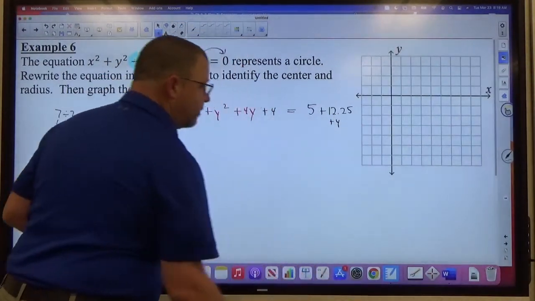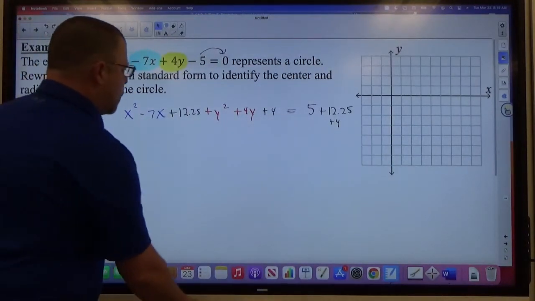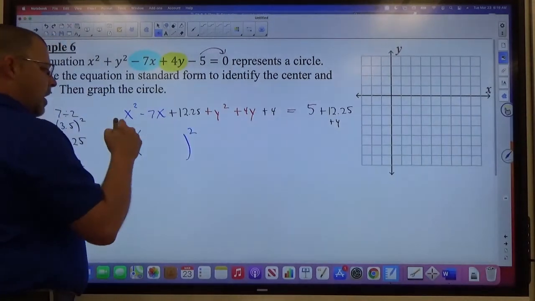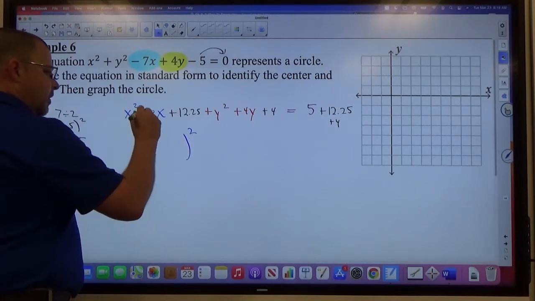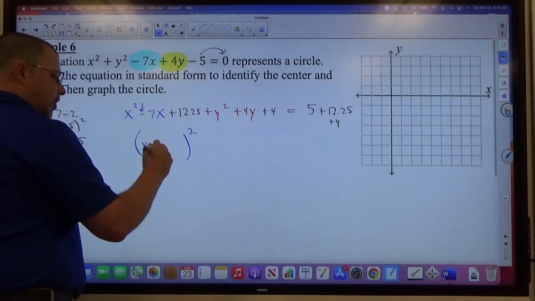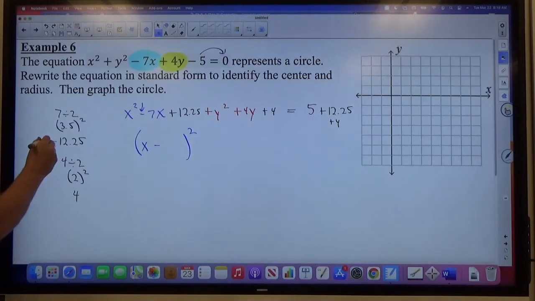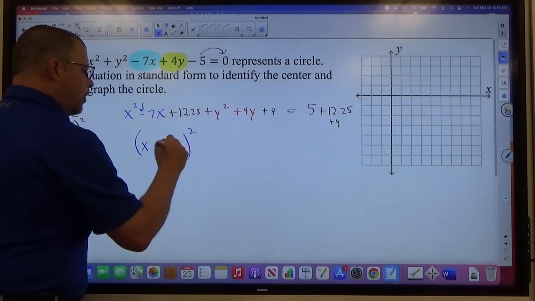So again, that's group everything up, then we complete the square. After we complete the square, then we do our factoring. Again, I want a parentheses squared. I need a letter, a sign, and a number. The letter is x. The sign is the sign in front of the linear term, minus, and then 12.25 came from 3.5 squared, which means 3.5 is the square root of 12.25.